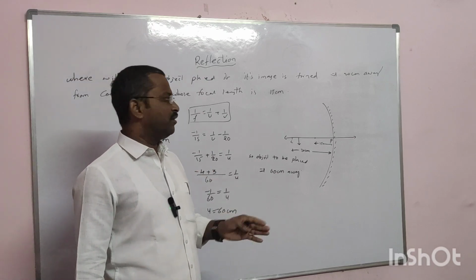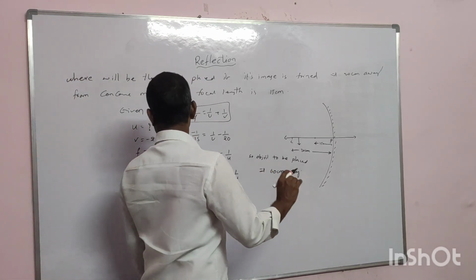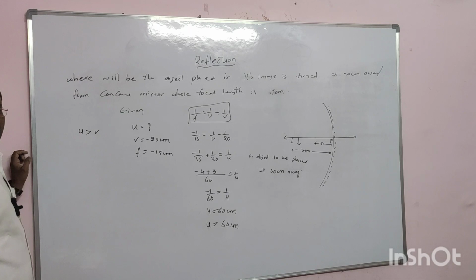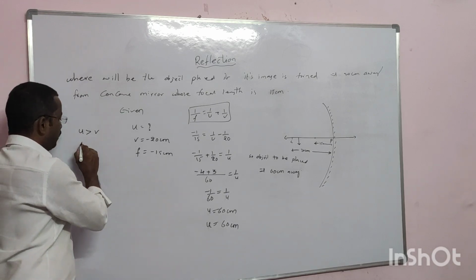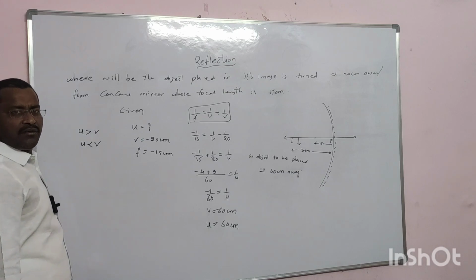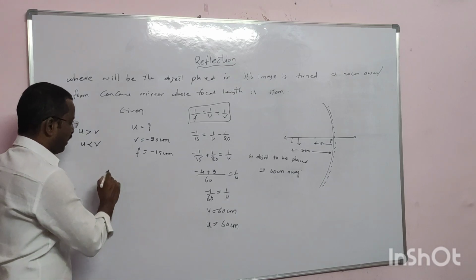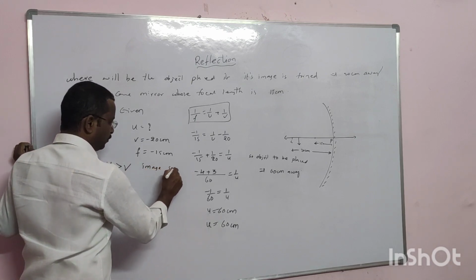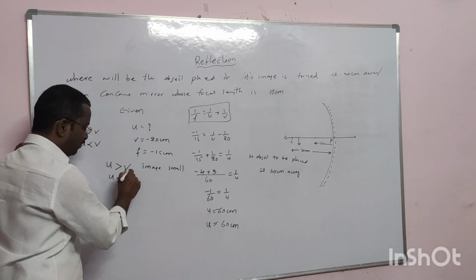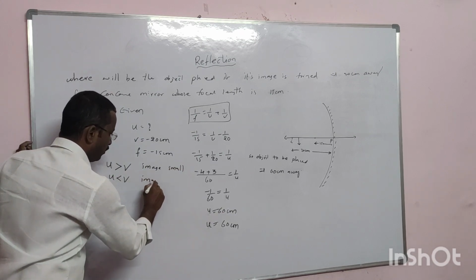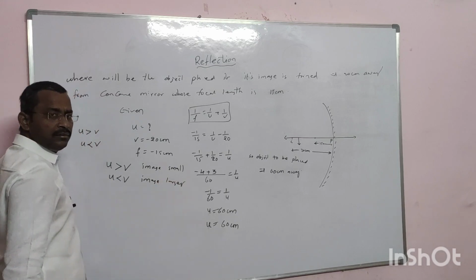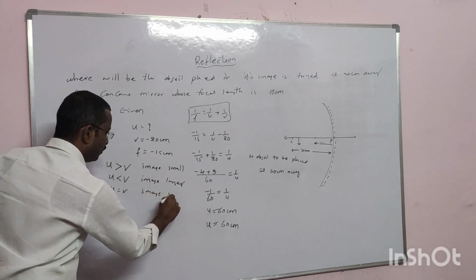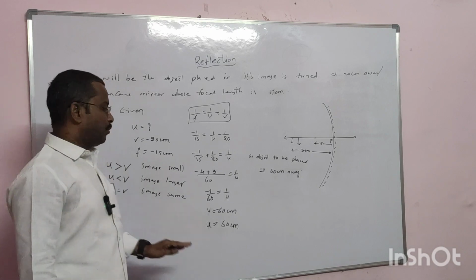Now, if he wants characterization, you can make it, because remember the simple logic. If U value is greater than V, the image is always small. If U value is lesser than V, the image is always enlarged. I repeat once again, if U value is greater than V, the image will be small. If U value is lesser than V, the image is larger. And if U is equal to V, the image is the same in size. You need to remember this.